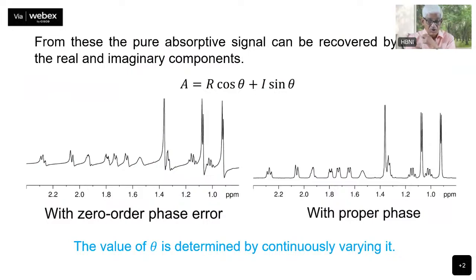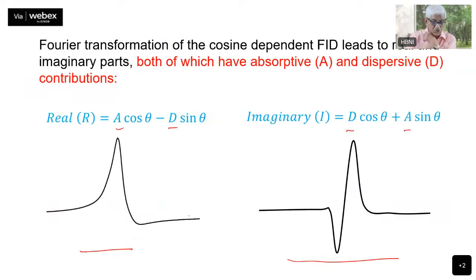Now, with zero order phase error, you could do a proper phase correction. How do you phase correct it? You need to collect both the real part and the imaginary part. Let's see that here. So you collect the real part and the imaginary part of your Fourier transform spectrum.